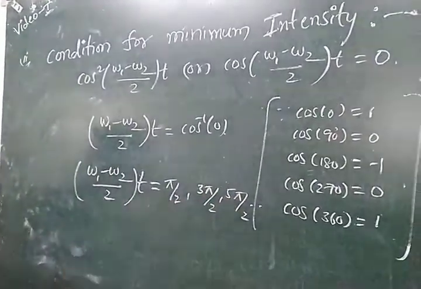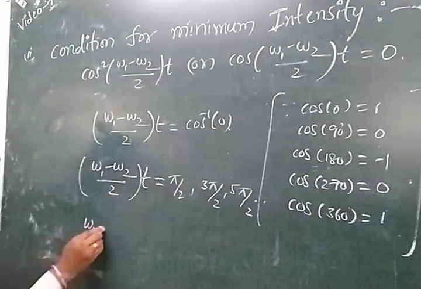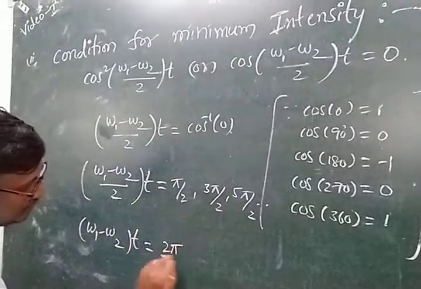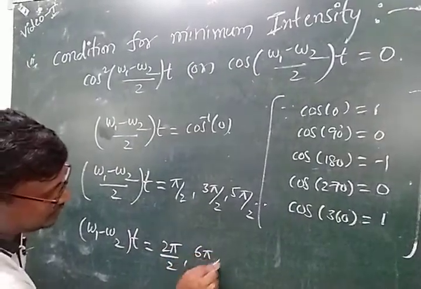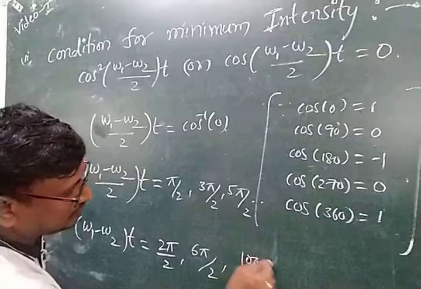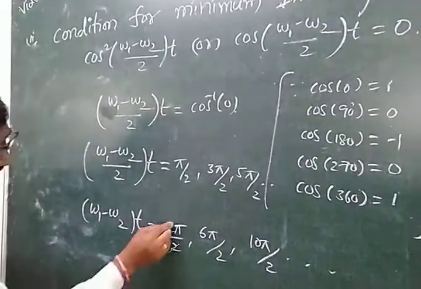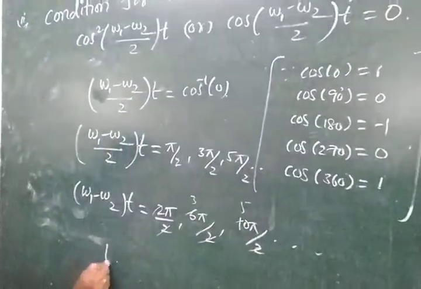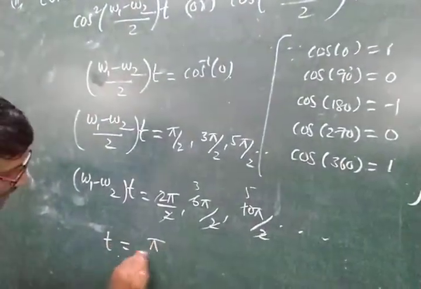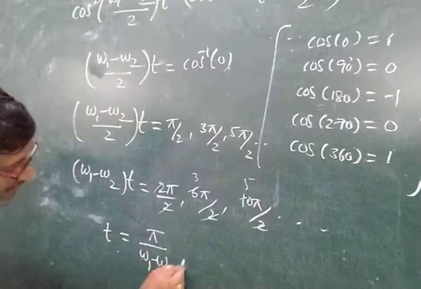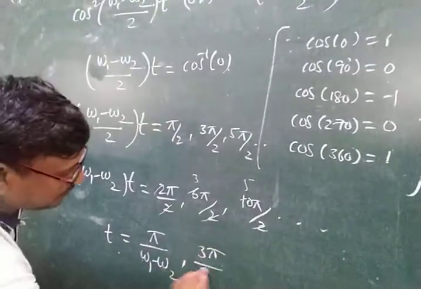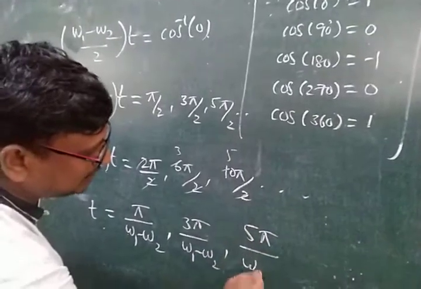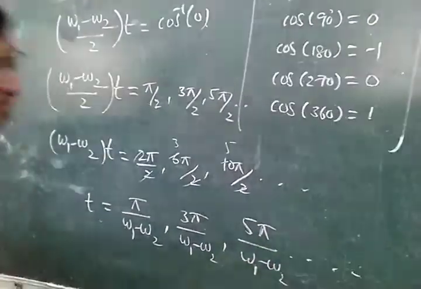Now the 2 goes across by cross multiplication. (ω1 − ω2) · t is equal to 2π/2, 6π/2, 10π/2, and so on. Now cancelling the 2 gives π, 3π and 5π. So t is equal to π by (ω1 − ω2), and 3π by (ω1 − ω2), and 5π by (ω1 − ω2), and so on.